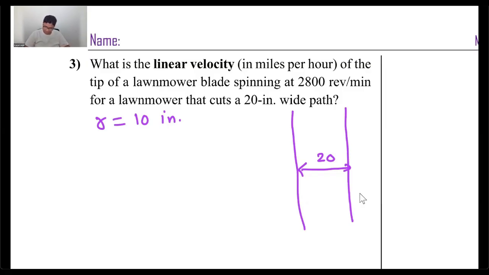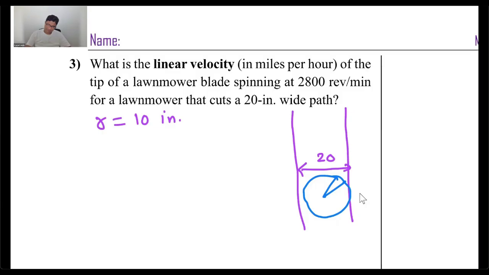The blade is here. This is the blade of a lawnmower. And when it is spinning, that is the blade spinning and making the 20-inch path. So the radius of that blade is 10 inch. Now the question is the tip of that blade.